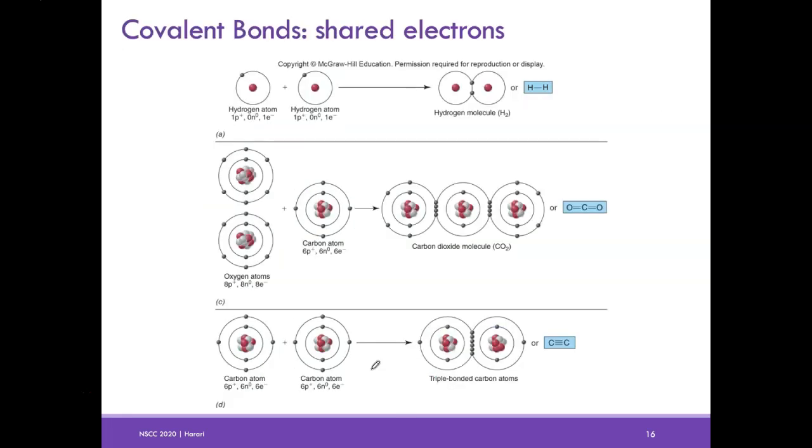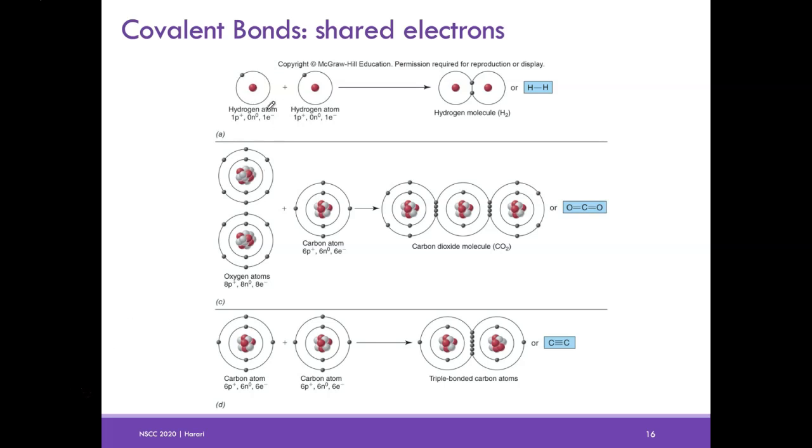So that's ionic bonds. The next category are covalent bonds. So in a covalent bond, we have atoms sharing electrons. Right? Ionic was transferring: one gained and one lost. But in covalent bonds, we have sharing electrons.